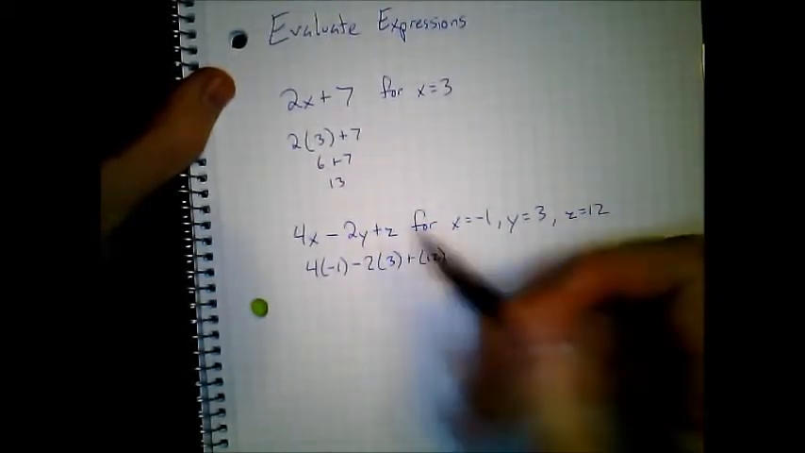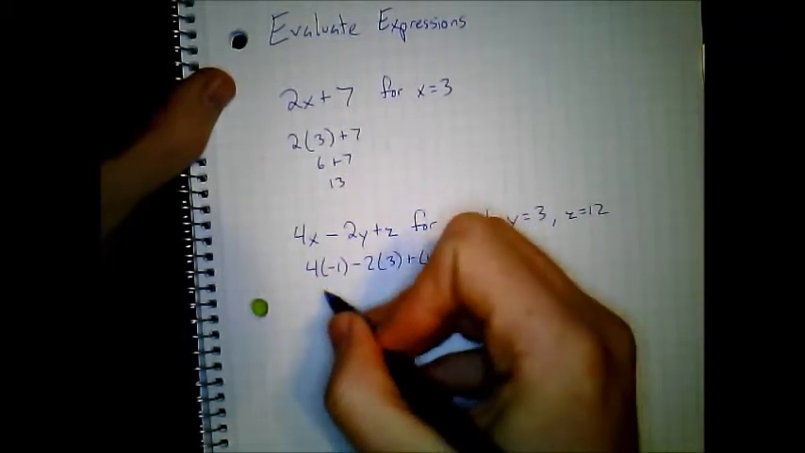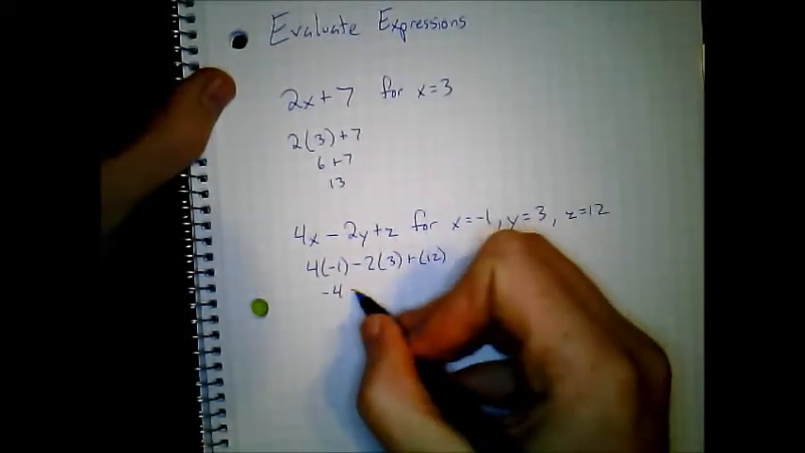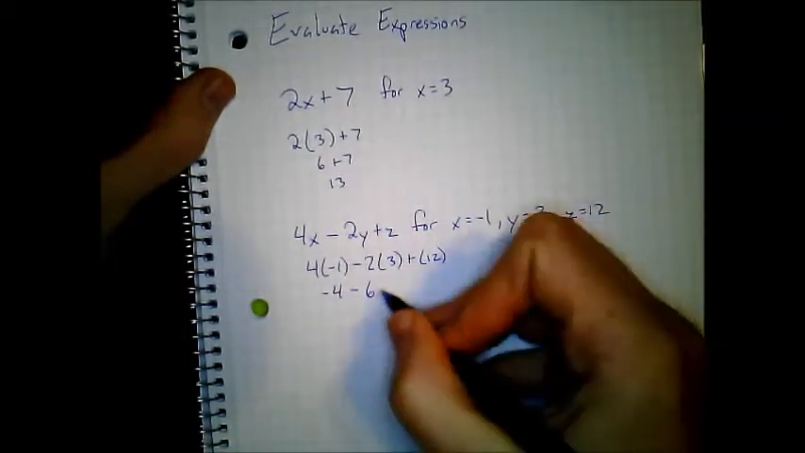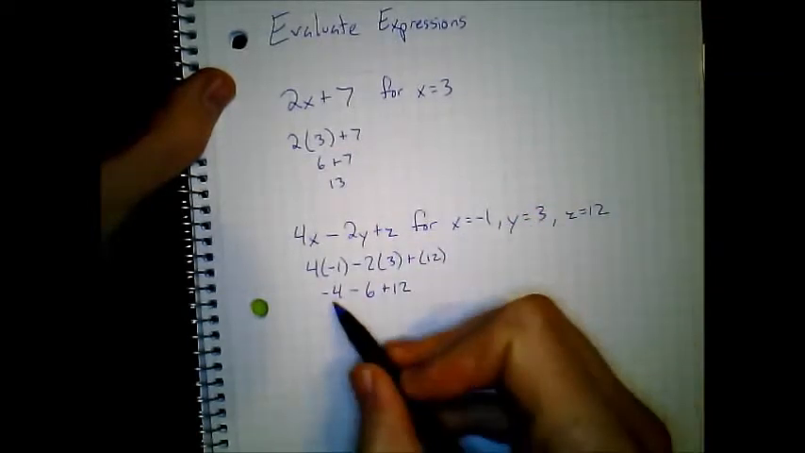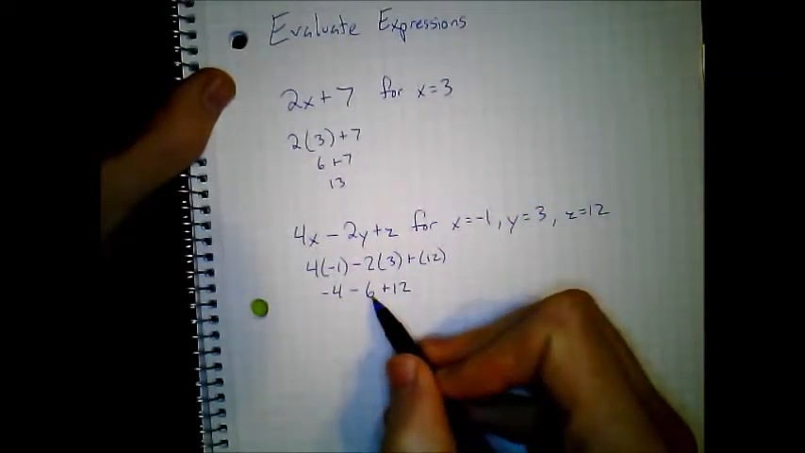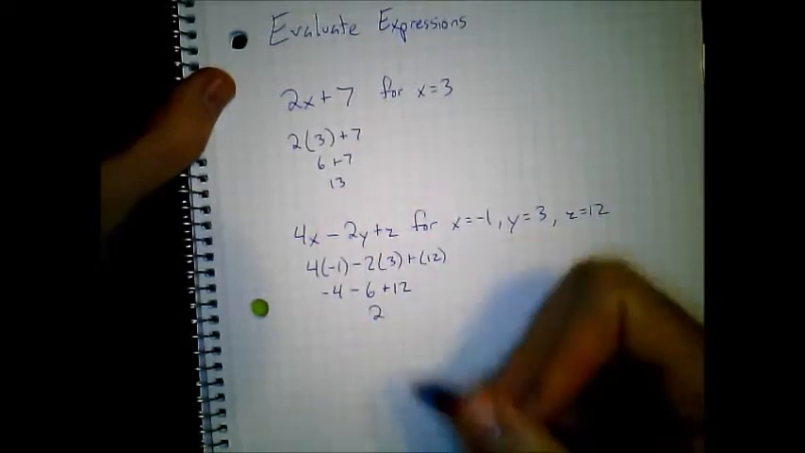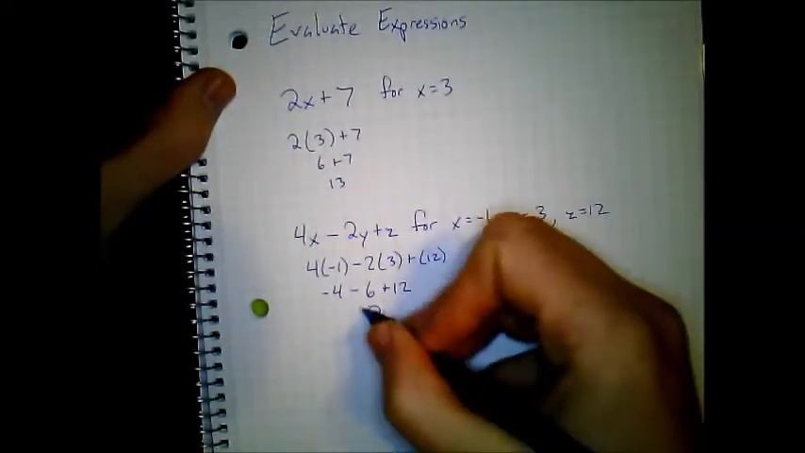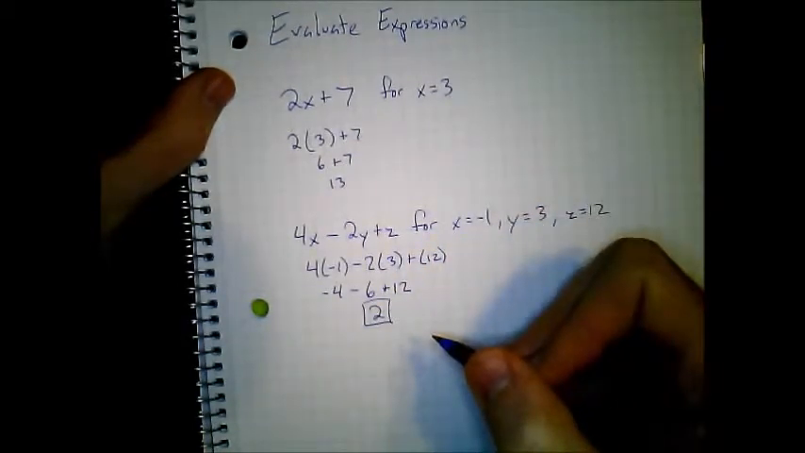And now we're just going to simplify. We want to make sure we multiply first. 4 times negative 1 is negative 4. Minus 2 times 3 is 6, plus 12. Negative 4 minus 6 is negative 10, plus 12 is positive 2. And this positive 2 is just the answer.